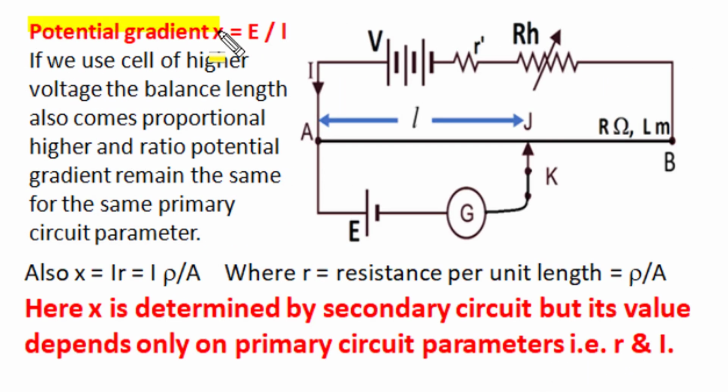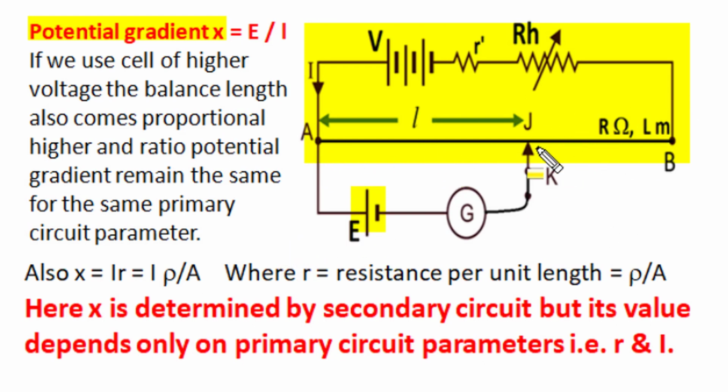Once the potential gradient is obtained by standardization in a potentiometer circuit, its primary circuit parameters should not be changed. If, with the same primary circuit conditions, a higher known voltage is to be balanced on wire length, then the higher voltage will balance on a higher balance length, and the ratio of voltage and balance length, the potential coming across unit wire length, remains the same.